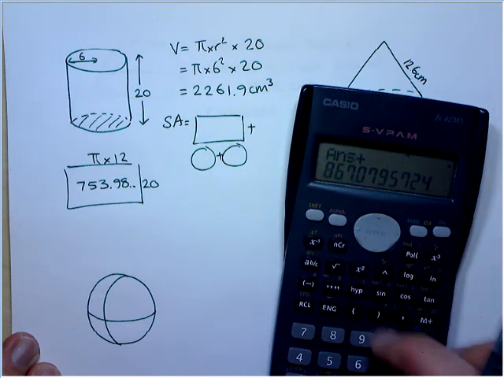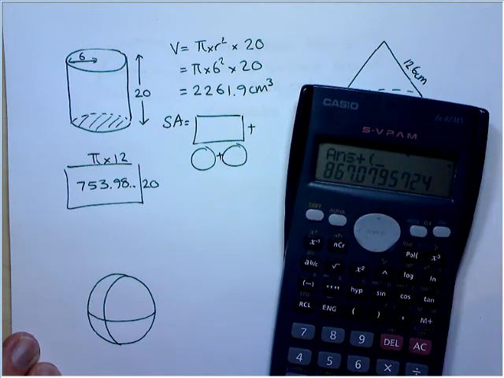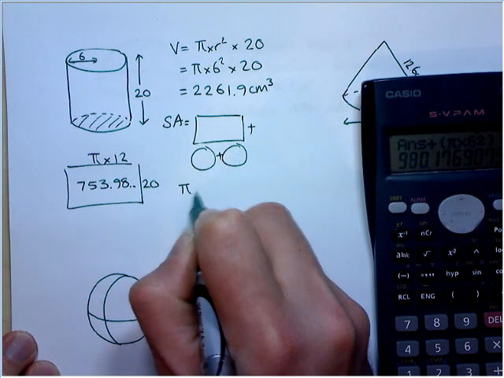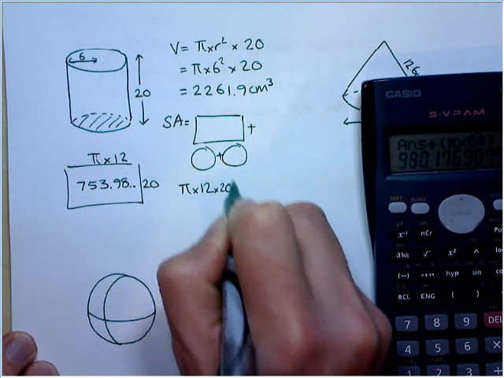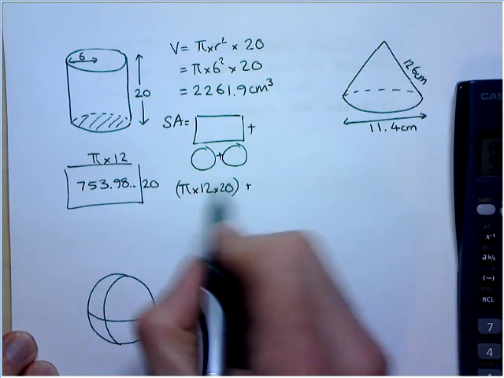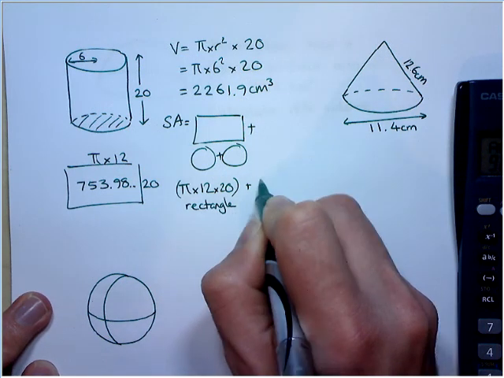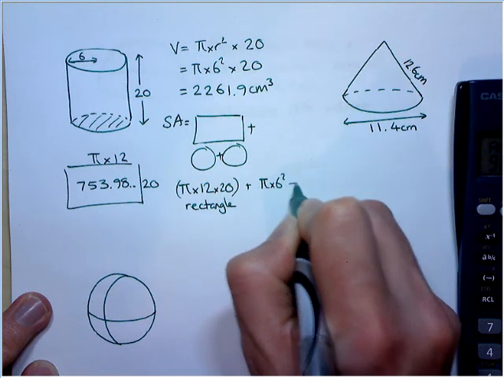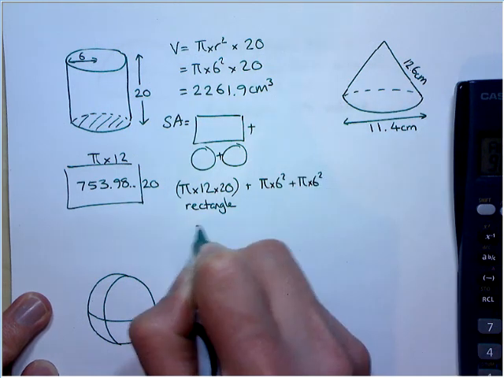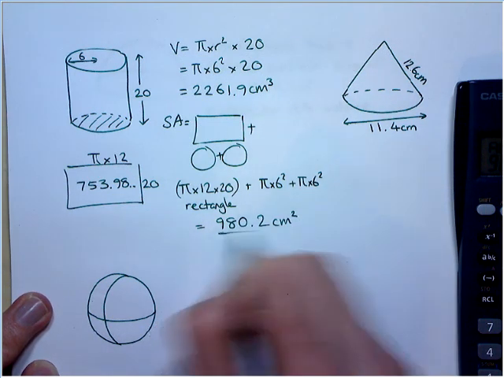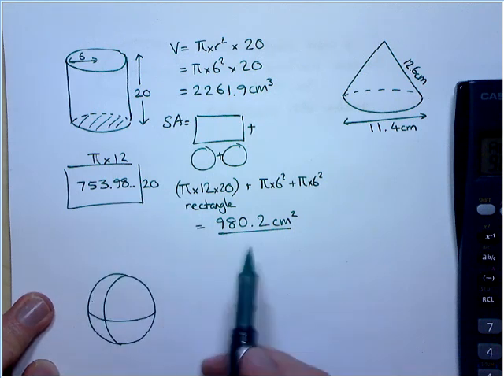I'm going to do that again, so I'm going to open my bracket, pi times 6 squared, close my bracket, hit equals, and there I have it. So just for the examiner, I'm going to do this. So I'm saying that's the area of the rectangle plus pi times 6 squared plus pi times 6 squared. And all of that equals 980.2 centimeters squared.